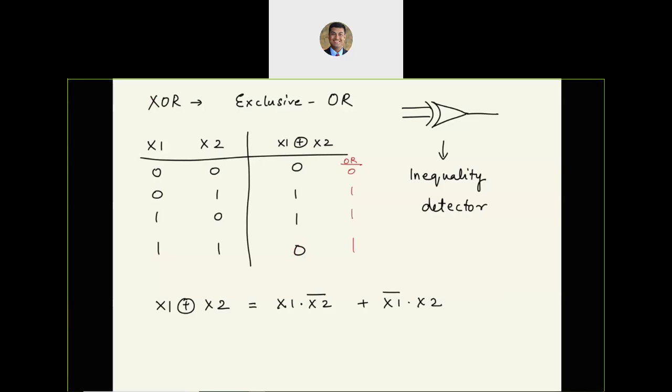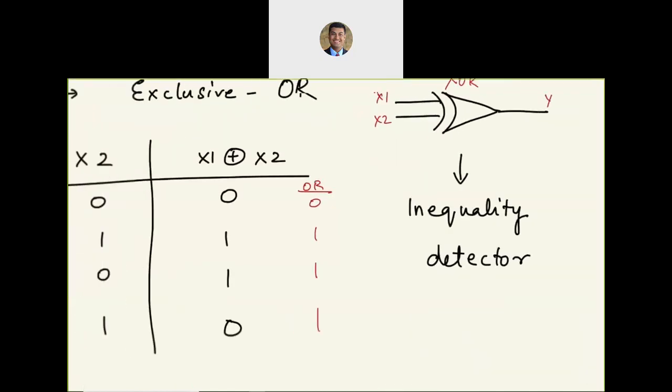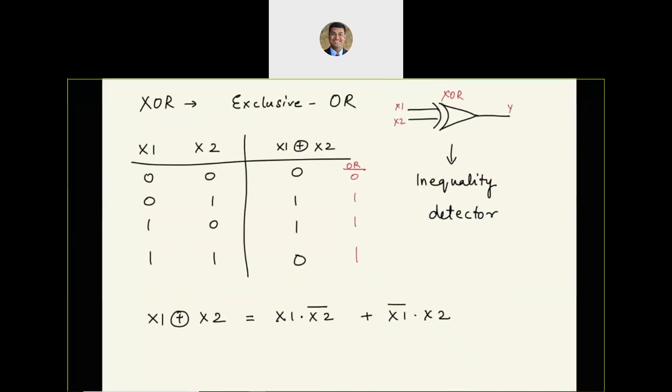So the exclusive OR gate, the symbol is this: OR symbol, but there is an additional arc in the input side. This is x1, x2, and y, and this is my exclusive OR symbol. Exclusive OR gate is also called the equality detector, because if you can see here, for these two rows, when x1 and x2 are different, it is detecting the output to be a 1. So we can use an exclusive OR gate to detect inequality between the inputs.